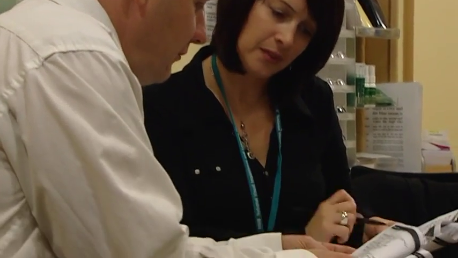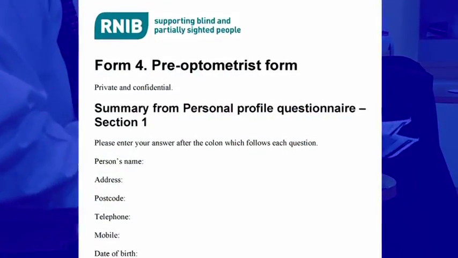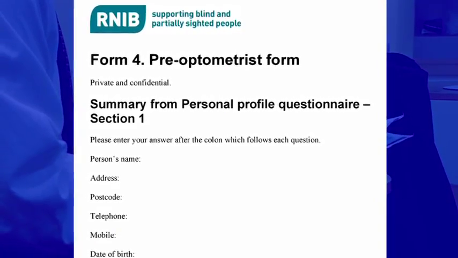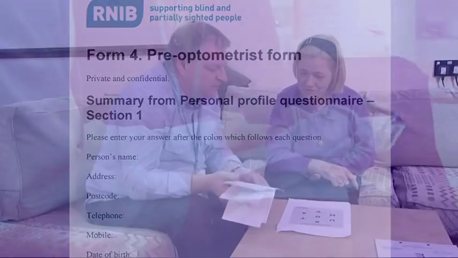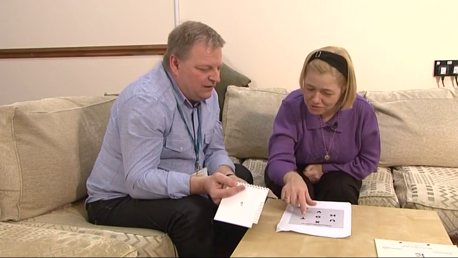Within RNIB's Bridge to Vision service, optometrists are provided with a comprehensive history using a dedicated pre-optometry form. Following a functional assessment by the project assessment worker, information such as observed eye health, preferred testing method, and any medical or other issues are forwarded to the optometrist to help plan and prepare for the eye examination.